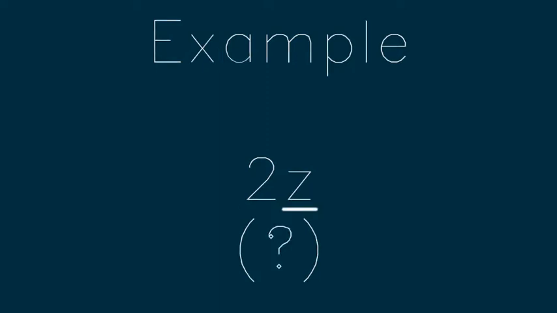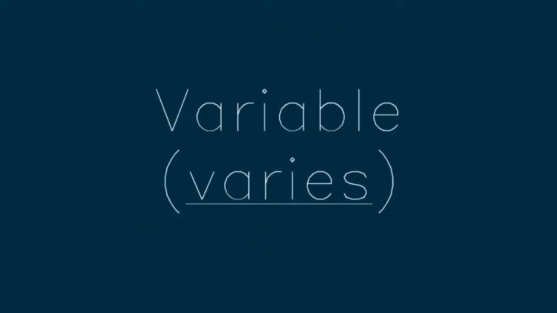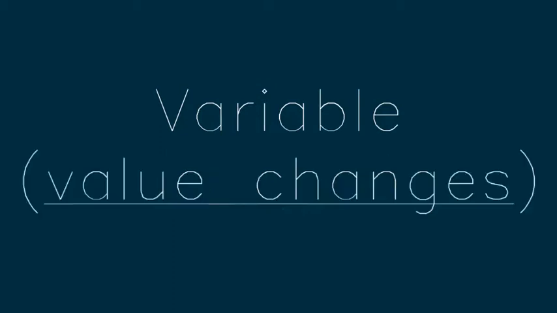Now what about the z? What is that going to be? You might have guessed it, and it is already showing up on the screen, that this is what's called the variable over here. And the word variable actually means something that varies, something whose value changes over time.